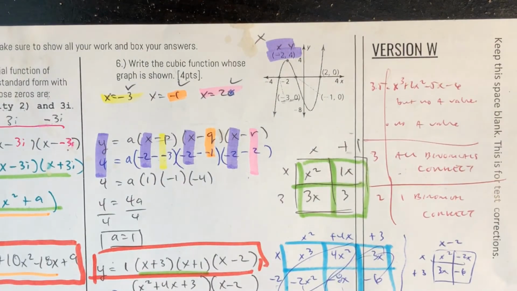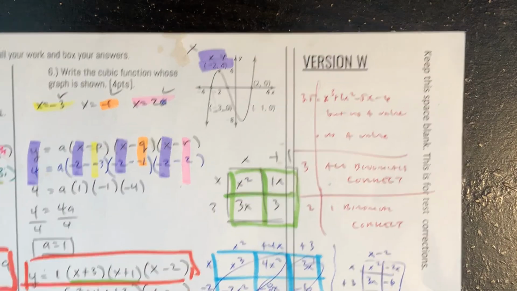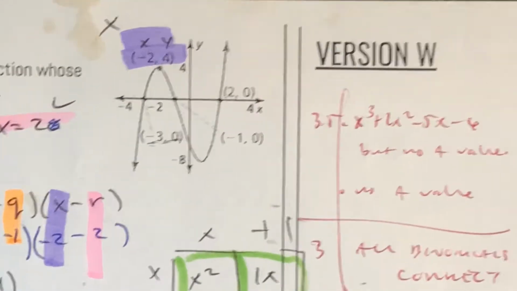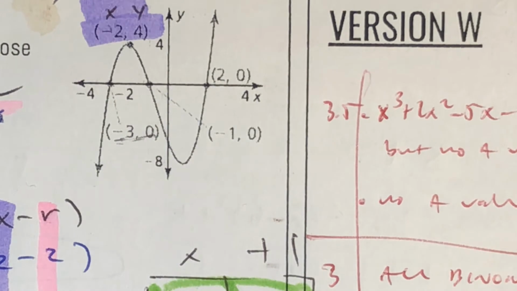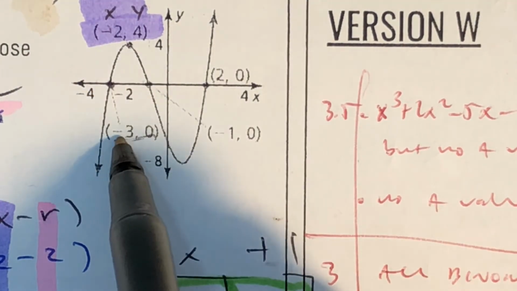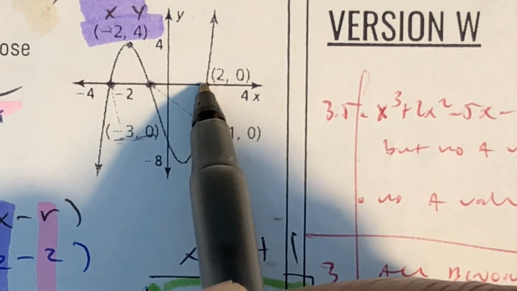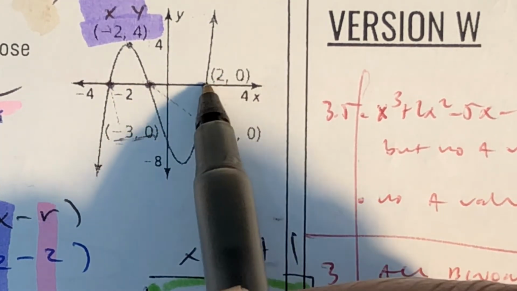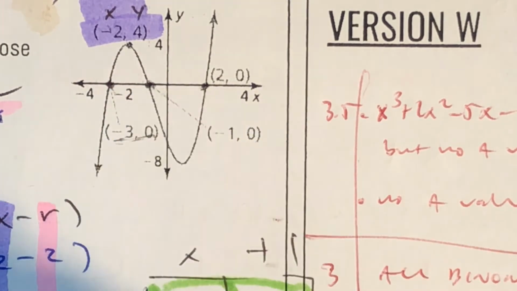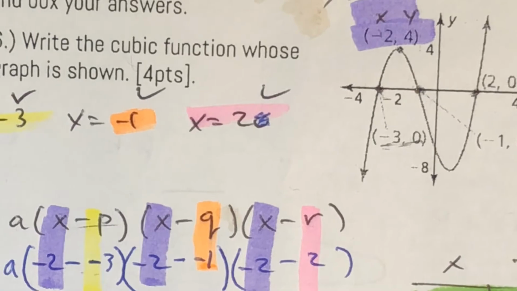Question number 6, write the cubic function whose graph is shown below. I want to zoom in here because I thought a lot of students didn't, hopefully it was obvious enough. I'm telling you that here, this is negative 3, 0. This point is negative 1, 0. And 2, 0 is a third one. So you have 1, 2, 3 zeros, so you have a cubic function that we're going to draw there.